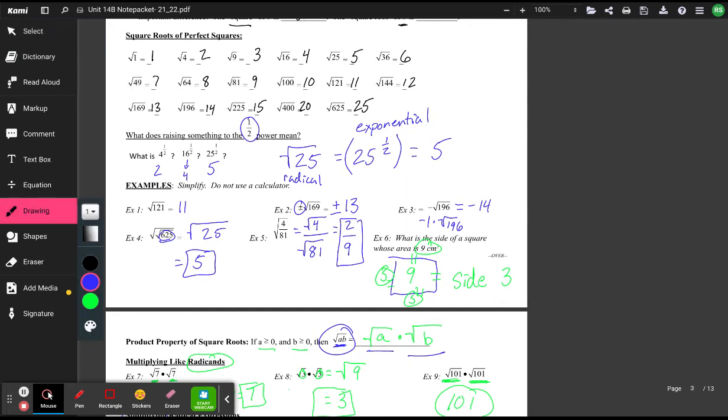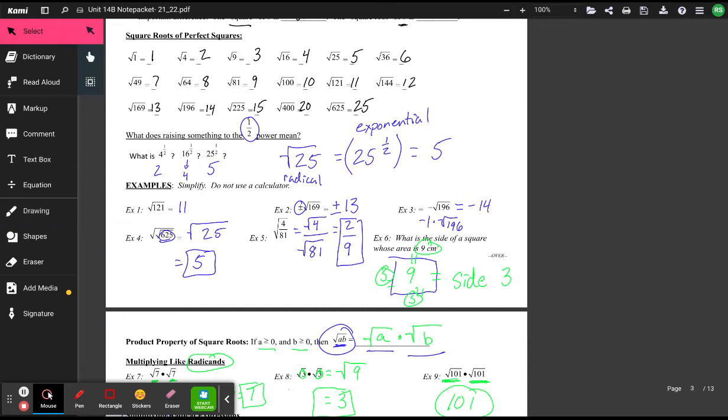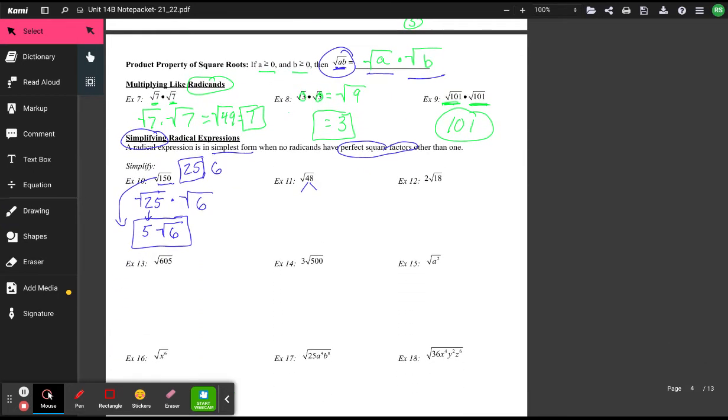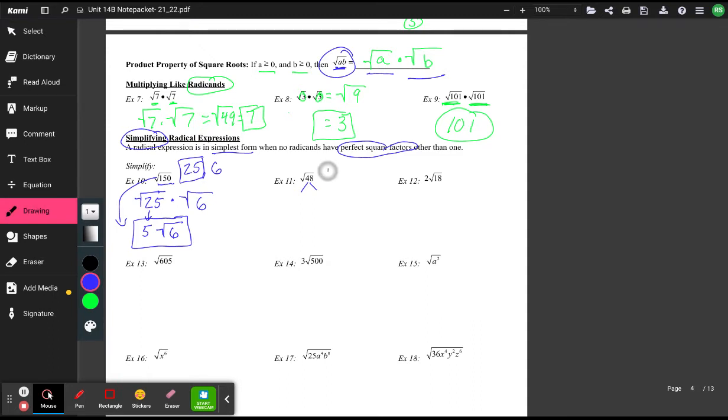Those are the numbers I want to check first to see if they go into my radicand. So if we have the square root of 48, I know that 16 goes into 48 3 times. 16 is a perfect square. So I can rewrite the square root of 48 as the square root of 16 times the square root of 3. Because 16 times 3 is 48, we can split that product into two separate factors.